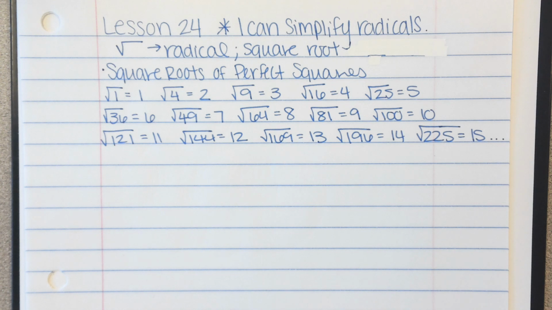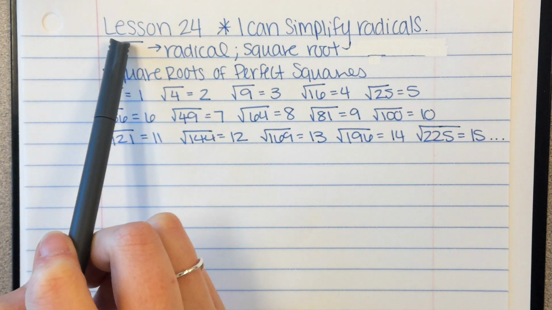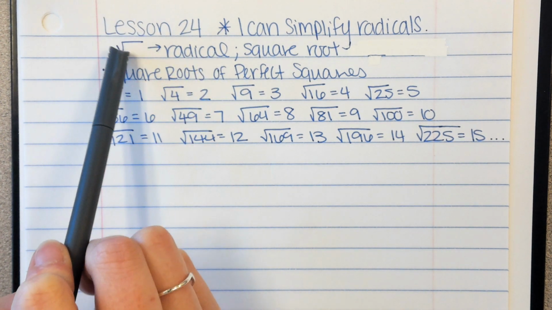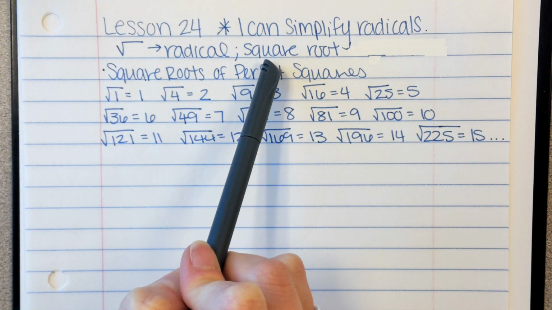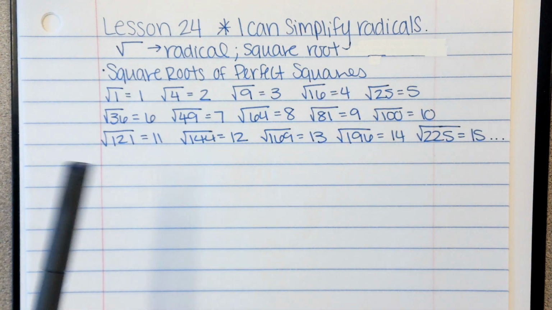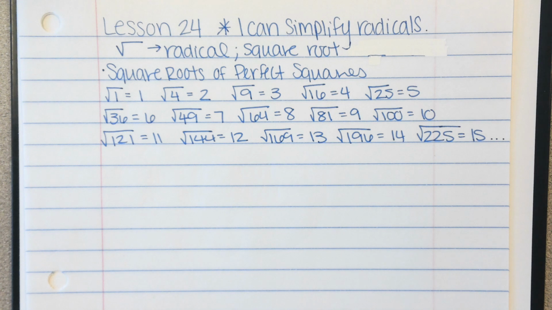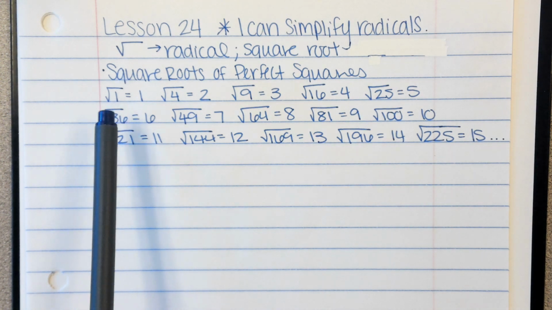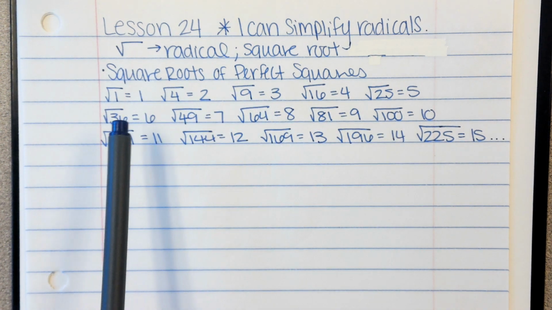So first, we need to know that this is a radical, okay? And if you don't see a number in the little valley, it's an understood 2, which means it's a square root. Okay, and then we can take square roots of perfect squares. We should know that when you take the square root of a perfect square, you get a whole number. Okay, square roots of perfect squares are rational. You get a nice whole number.